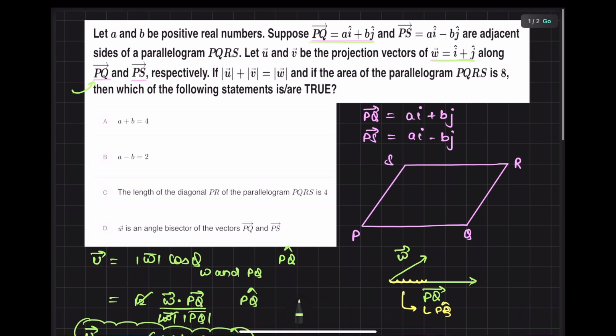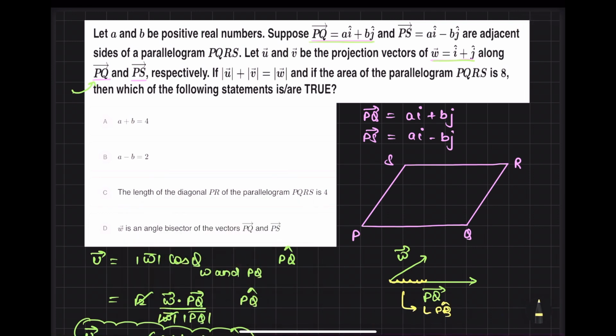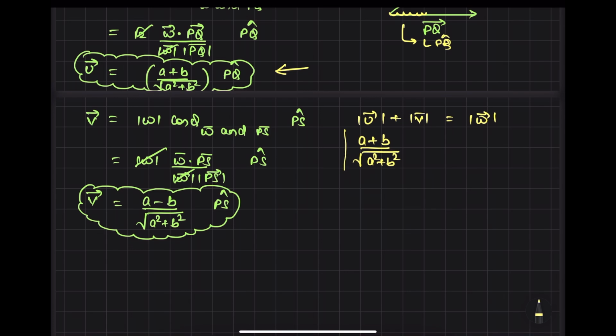Now what is given? They are saying that mod of u vector plus mod of v vector equals mod of w vector. Okay, so mod of u plus mod of v equals mod of w. So let's go with the mod of u. You know that PQ cap is a unit vector, so it will have magnitude 1. So here we will place a plus b by root over a square plus b square. Is that okay? And we should go with mod, so we will put mod.